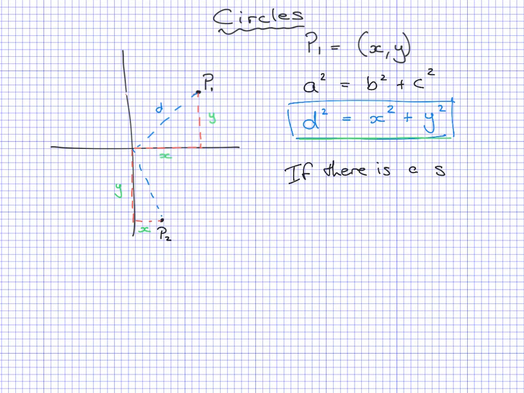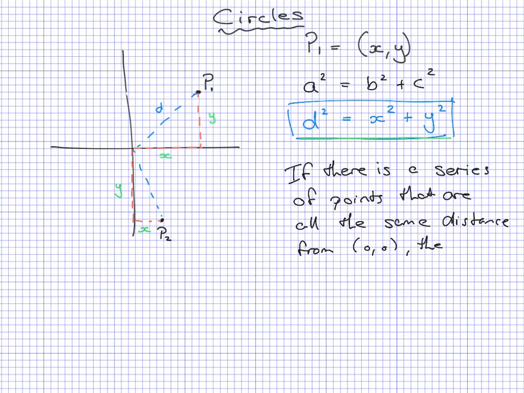So this means that if there is a series or a set of points that are all the same distance from 0, 0, then this blue equation here could be an example of their equation, how to find all of them. If they're all the same distance, then the distance formula will be the same for all of them, because that distance is locked.